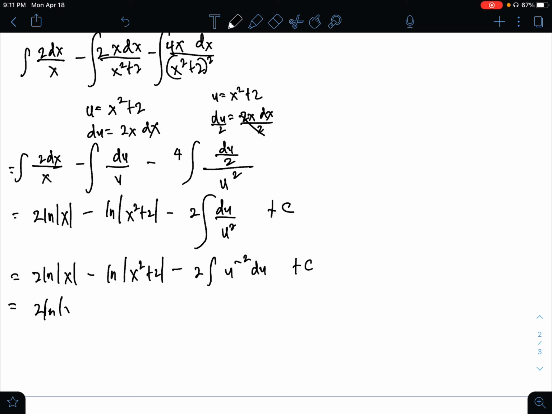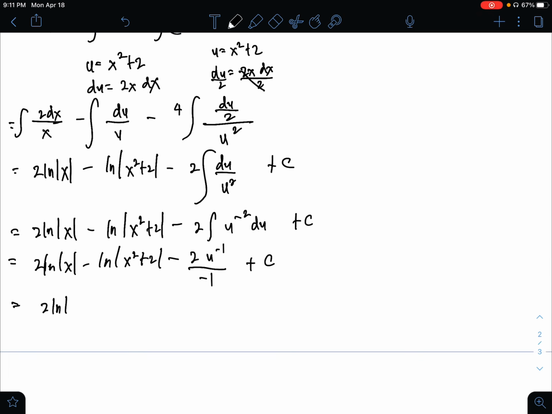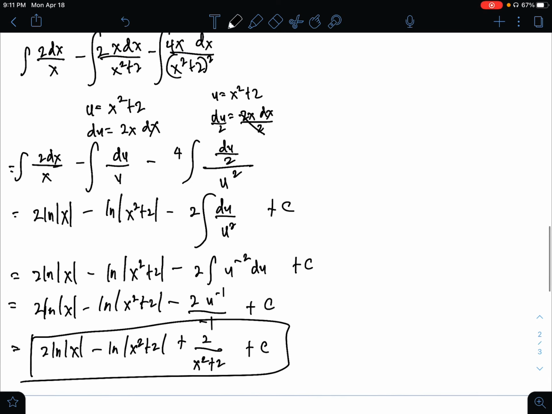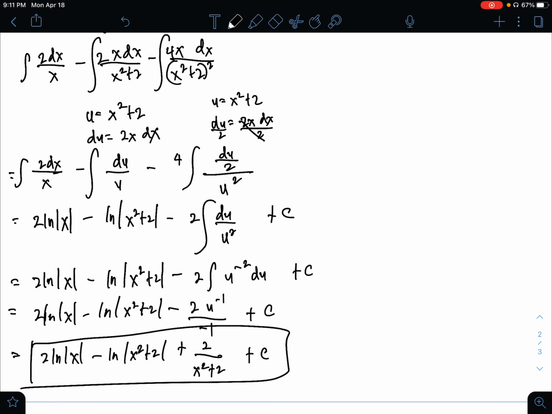That's 2 ln of x minus ln of x squared plus 2 minus 2, negative 2 plus 1. That's u to the negative 1 over negative 1 plus c. Simplifying, our final answer would be equal to plus 2 over u, or 2 over x squared plus 2 plus c. This is our final answer. Okay, so that's it for this video.